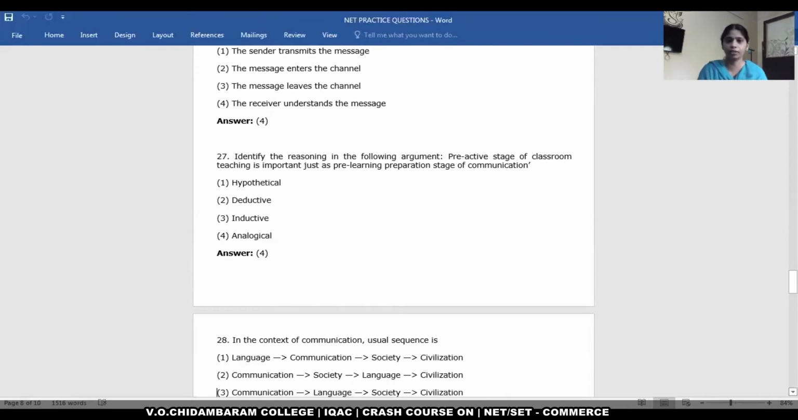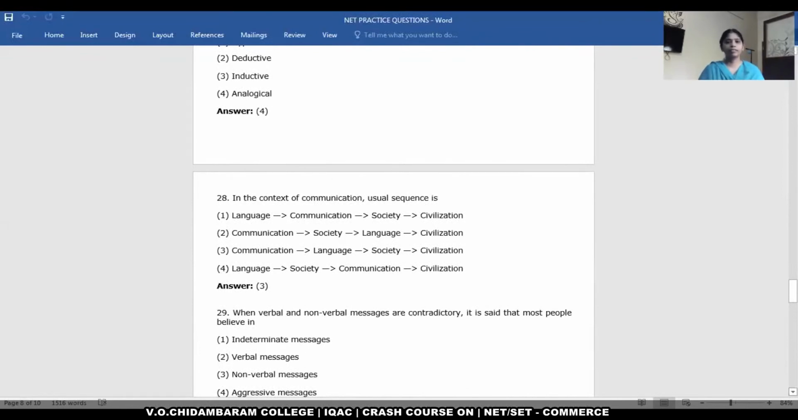Now tell me which is the option. Fourth is the option, because in this statement we are comparing one thing to another and reaching a statement. So comparison comes under this category. So the option is analogical.